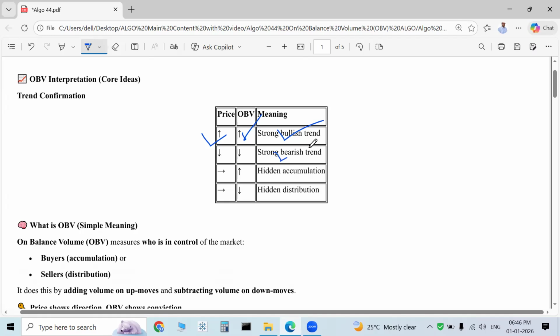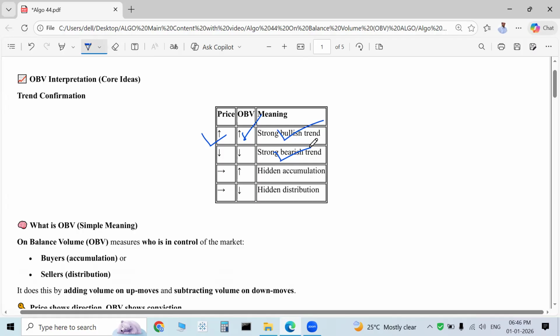Normally, we don't want to work with the bullish trend or a bearish trend. We want to find out whether hidden accumulation or hidden distribution is happening. If there is hidden accumulation, that means the price may reverse from it, so we can buy at the lower price and get a lot of profit.